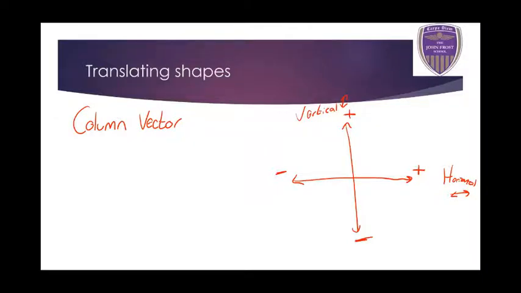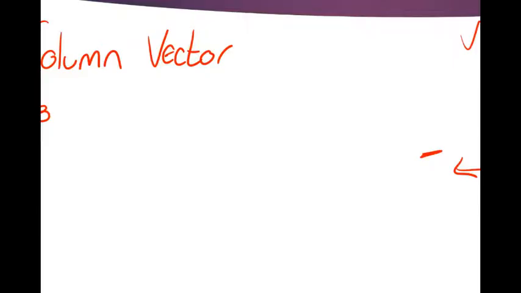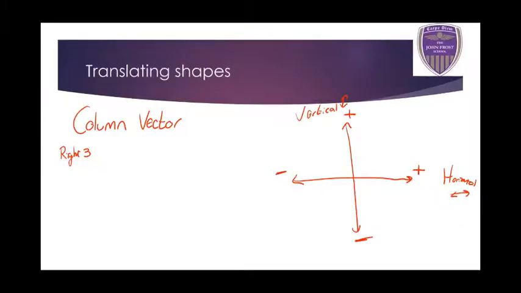So a column vector, for example, if I had a shape, and I wanted to move it to the right 3 spaces, and then I wanted to move it up 2. The column vector for this would be just this: 3, 2. Now, have a little think. Why do you think this is how I would write the instructions to go right 3 and up 2?